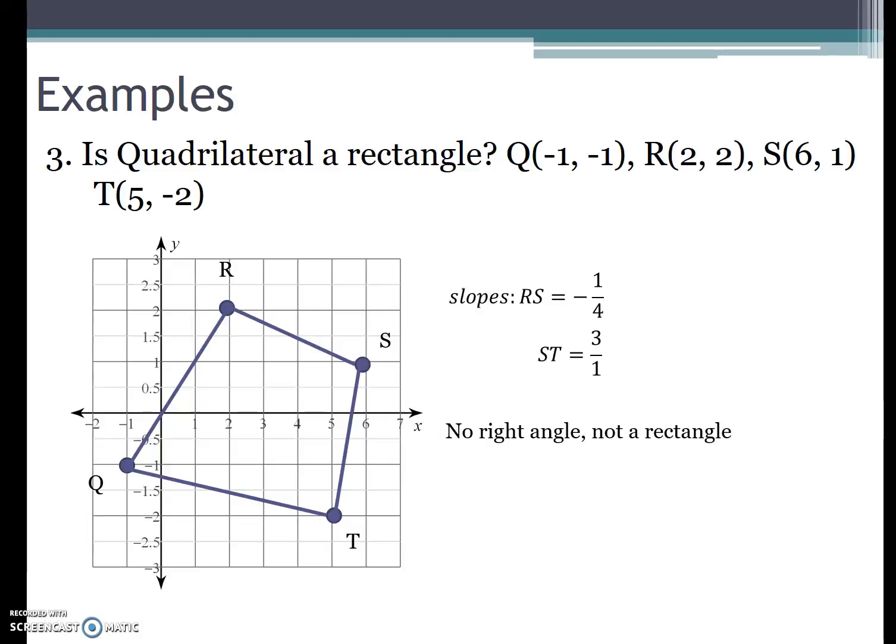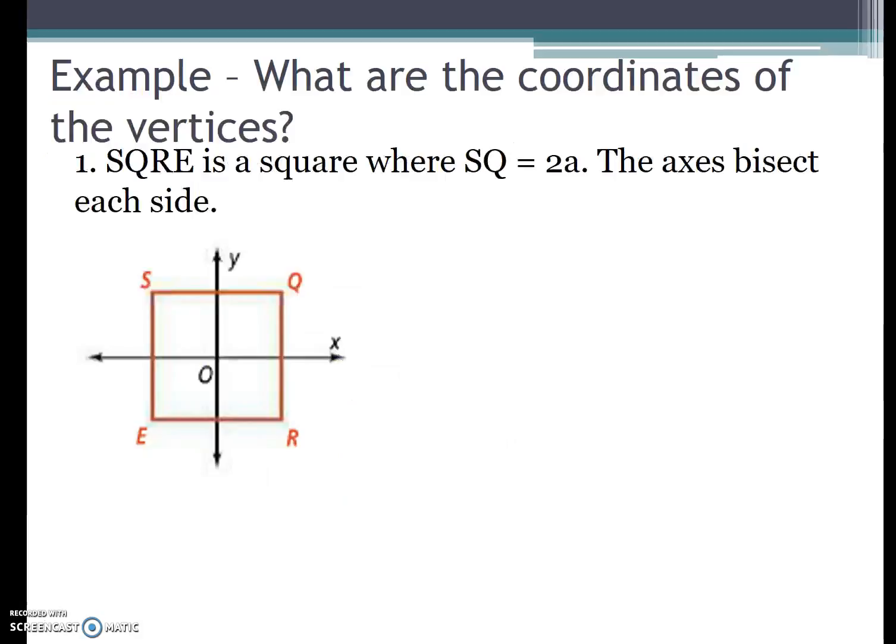The second half of this lesson is dealing with variables. This is the kind of stuff you're going to see on the ACT, coming up with coordinates, not giving specific numbers. Okay, so here's an example of that. What are the coordinates of the vertices here?